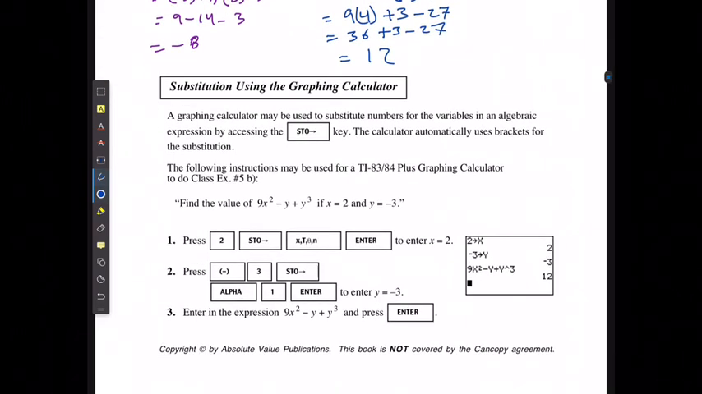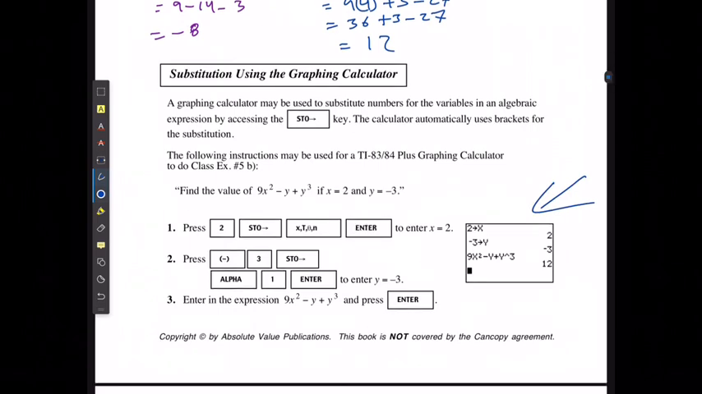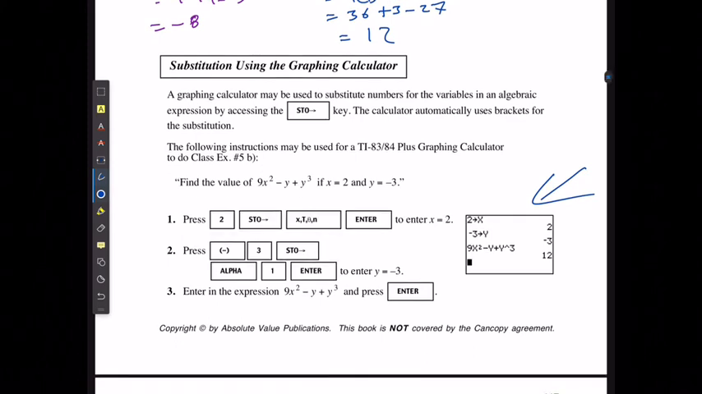Your graphing calculator can do substitutions for you if you're putting in the letters, but for the most part, just get in the habit of doing the brackets, because it is going to get overly complex if you're trying to do that for substitutions, especially because sometimes there's going to be multiple lengths and multiple widths. But if you want to take a look at it, there's the process.